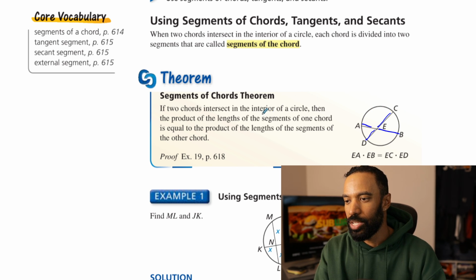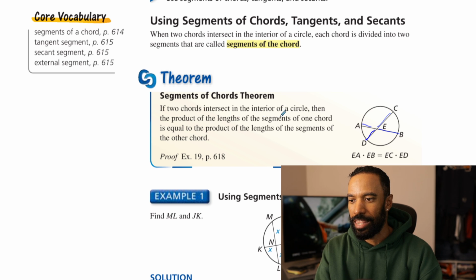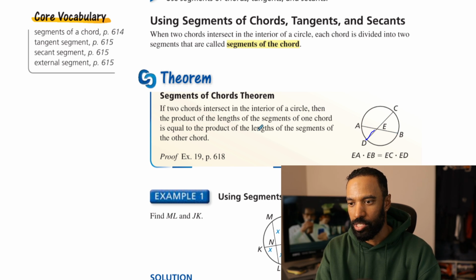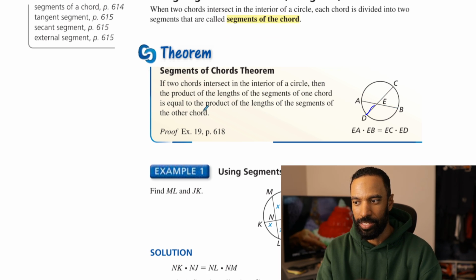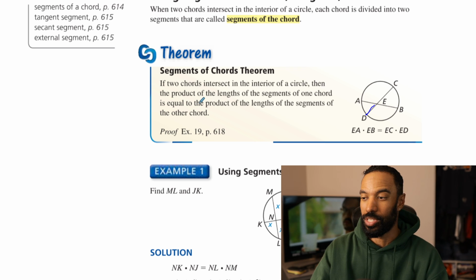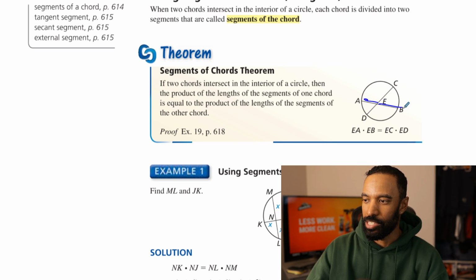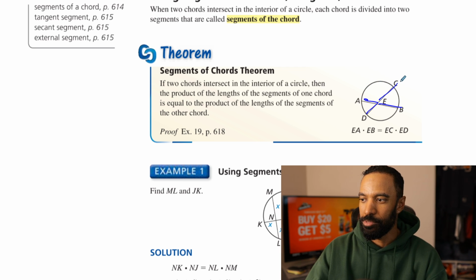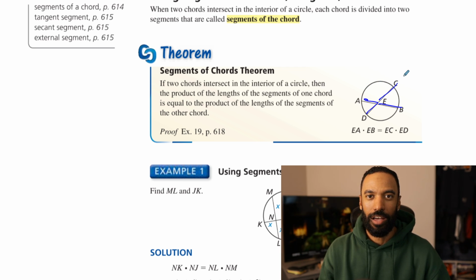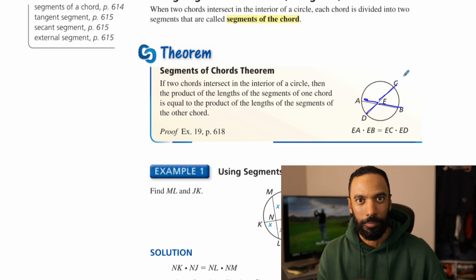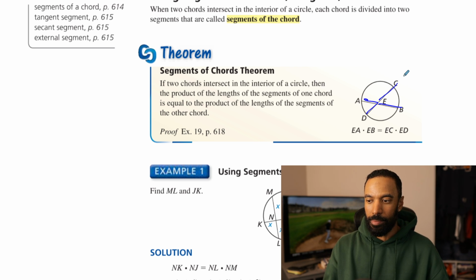Here it is. If two chords intersect in the interior of a circle, then the product of the lengths of the segments of one chord is equal to the product of the lengths of the segments of the other chord. It's kind of interesting. They're saying EA times EB times this equals this times this, for any circle and any two chords that intersect. And that's really cool. And hopefully they have extreme examples of some.